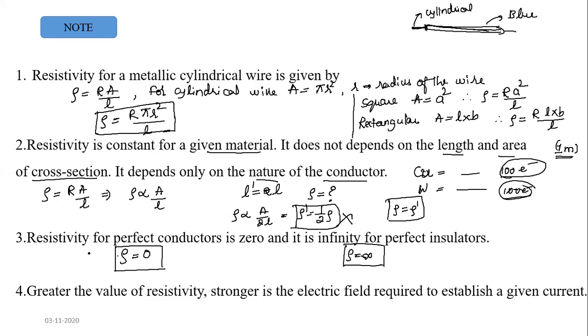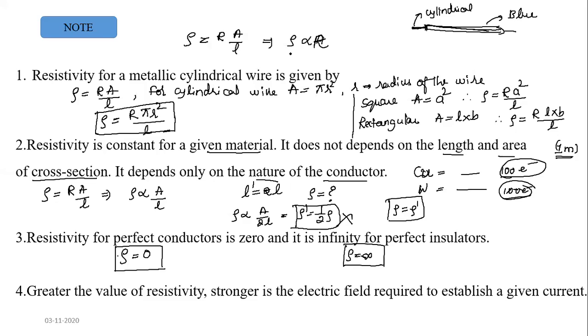So resistivity. So see here, according to this relation, you know that rho is equal to R into A divided by L. This implies rho is proportional to R.